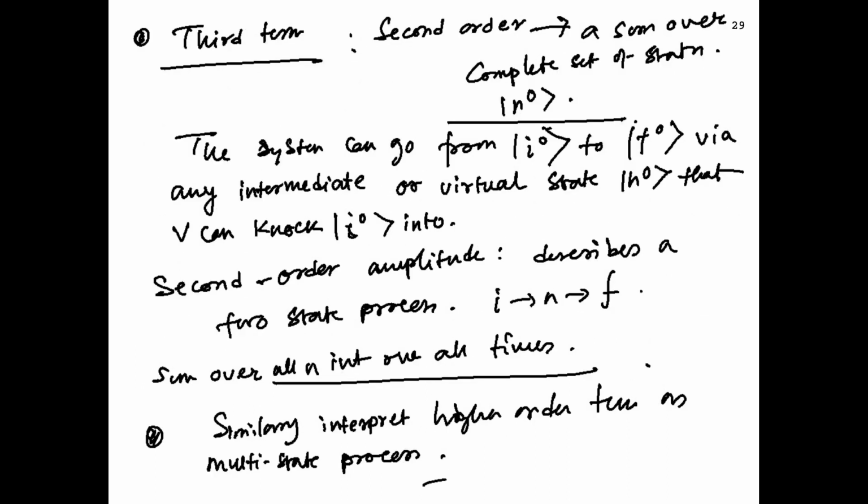Okay, now the third term. So what happens in the third term? Again, the system can go from I0 to F0 via an intermediate step. So that is a second order process. The first one was zeroth order, the second one was first order, and the third one I call the second order process. So what is that intermediate or virtual state?